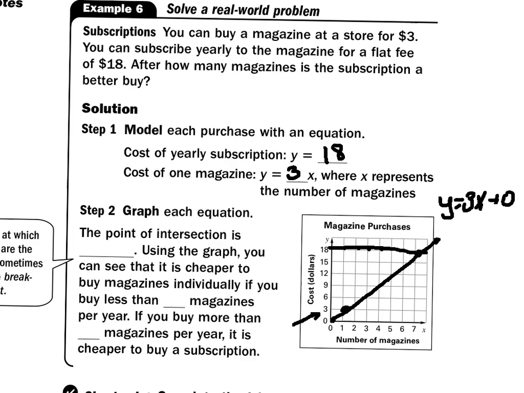And they're supposed to cross right here at 6, 18. Well, what does that mean? That means the point of intersection is at (6, 18). And using the graph, you can see that it's cheaper to buy magazines individually if you buy less than 6 magazines a year. If you buy more than 6 a year, it's cheaper to just go ahead and buy the subscription.